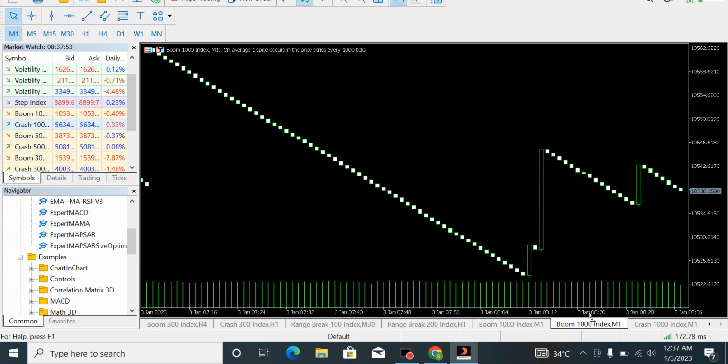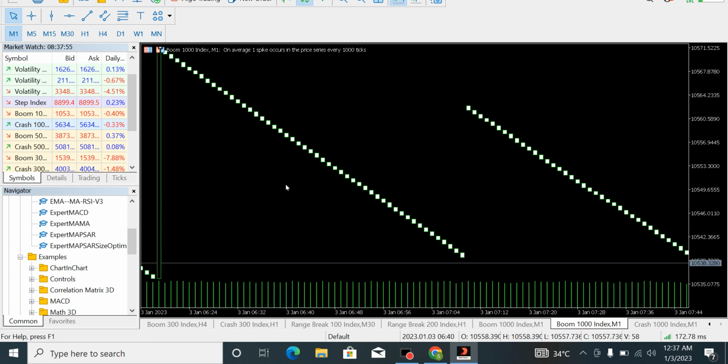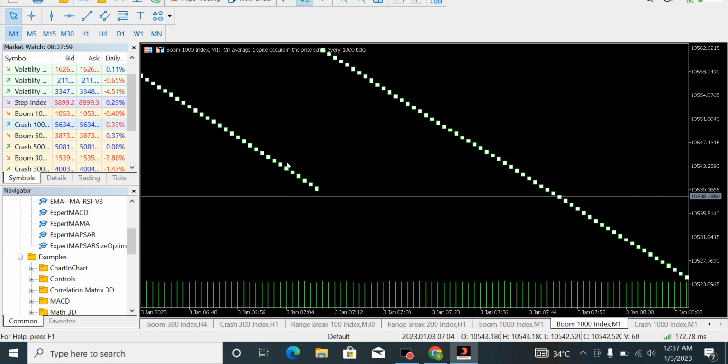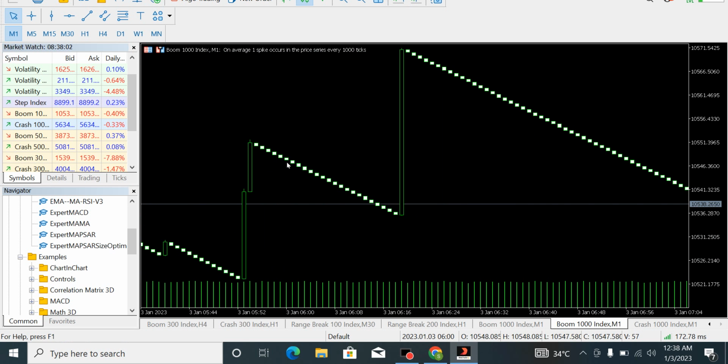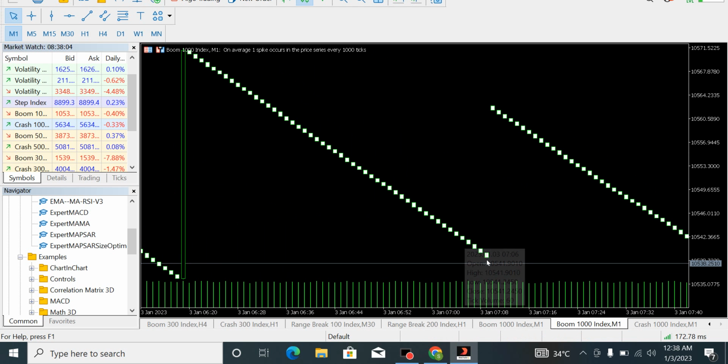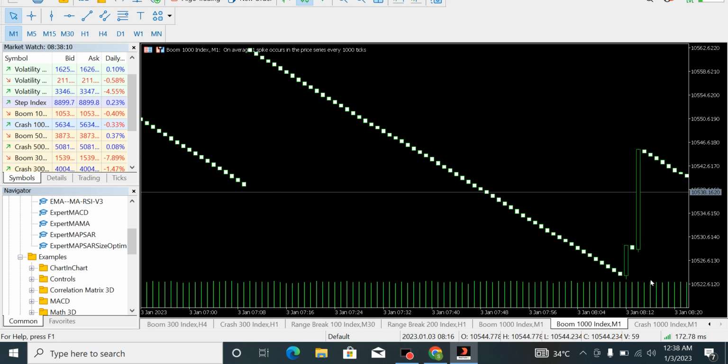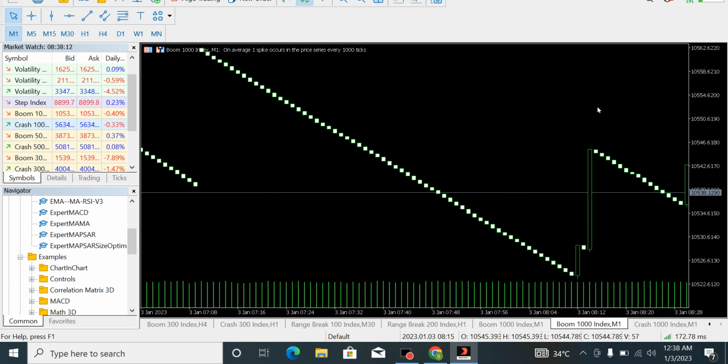The same thing is applicable to boom. For boom 1000, as you can see, it goes down steadily, and you can easily be in profit like that. But as it is going down, all of a sudden you see a spike happening like this. You can see it went down for a very long time, and of course you see the spikes happening like this, which means that within the 1000 steps or ticks being taken, there should be at least a spike happening in between.